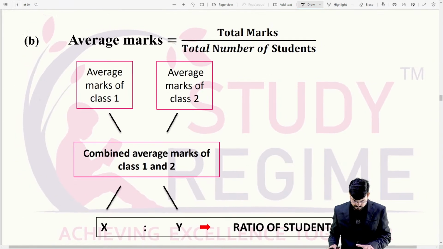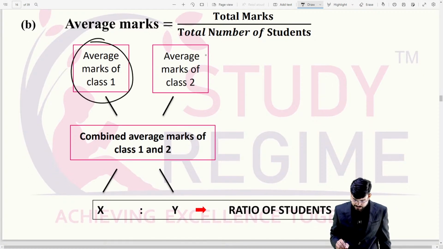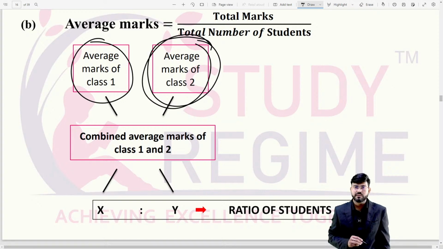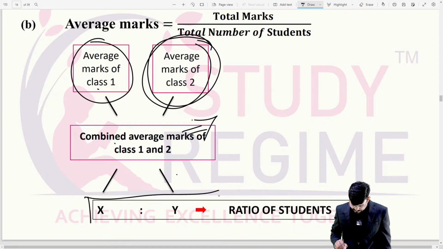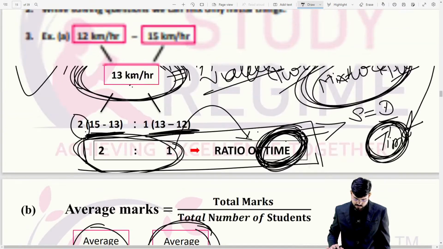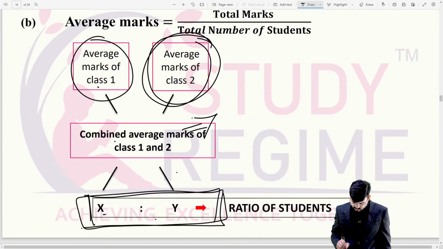Here in this example, I have taken the average marks of class 1 and mixed them with the average marks of class 2. After combining, I will get some value. The same procedure: you have to subtract this from this and this from this. Somehow you will get x ratio y. Earlier we were getting 2:1, but now you are getting x ratio y.